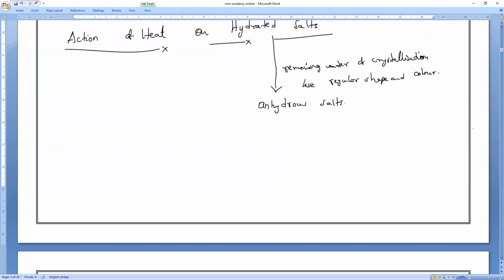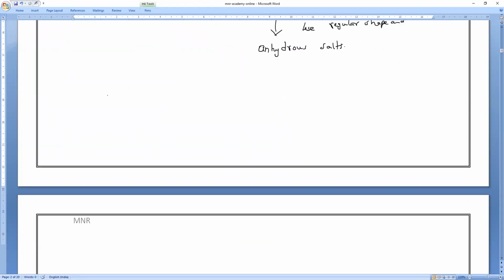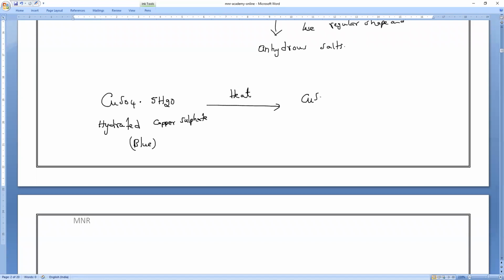But color changes in very few salts only. Let us take again the popular salt CuSO4. What is the water of crystallization? 5H2O. Is this hydrated or unhydrated? It is hydrated copper sulfate. Is it a crystal form or a powdery form? It is the crystal form. If I start heating, tell me what will happen. It will turn into CuSO4 plus 5H2O. This CuSO4 we call anhydrous copper sulfate.